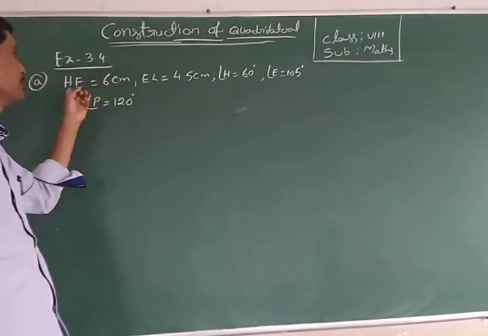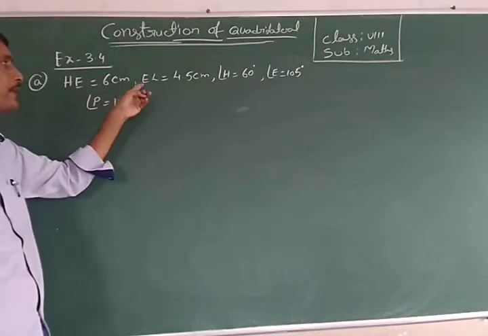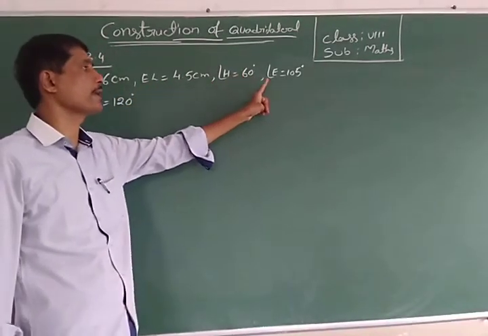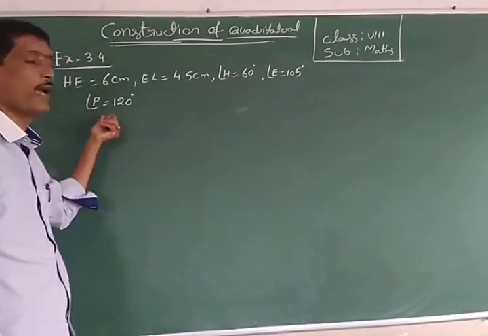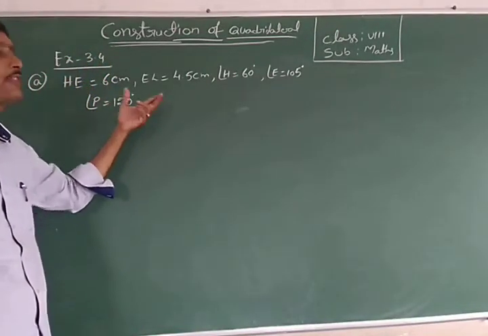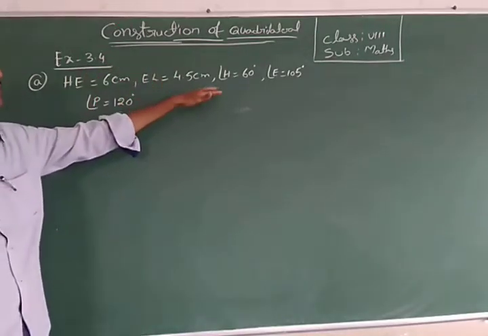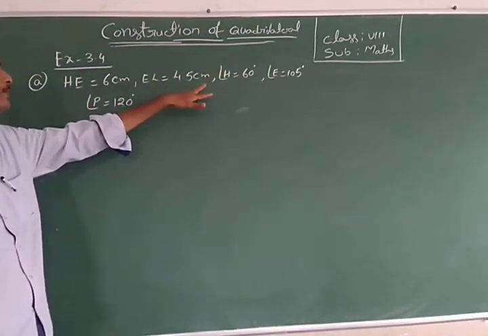Here, HE equal to 6 centimeters is given, EL equal to 4.5 centimeters, angle H equal to 60 degrees is given, angle E equal to 105 degrees is given, angle P equal to 120 degrees is given. Three angles and two sides are given. Measure the fourth angle.